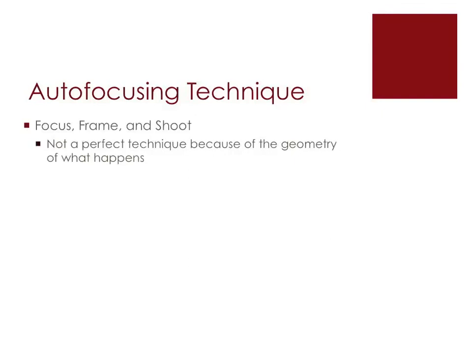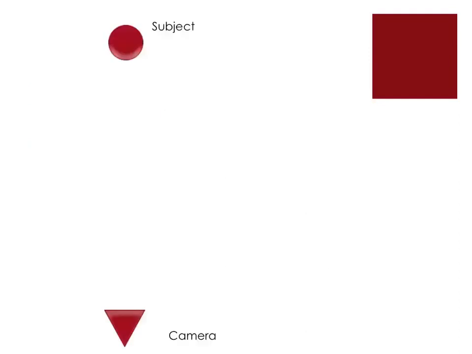Often a lot of portrait photography, we'll talk about composition later, you want the subject to be on the side a little bit. So you'll see photographers kind of twitch. It's because they're focusing and then reframing. So that's a really common technique, but it's not perfect. Let me show you the geometry of that.